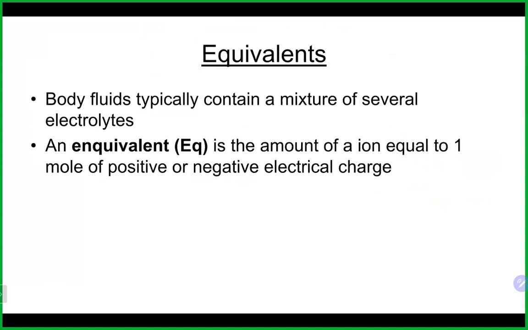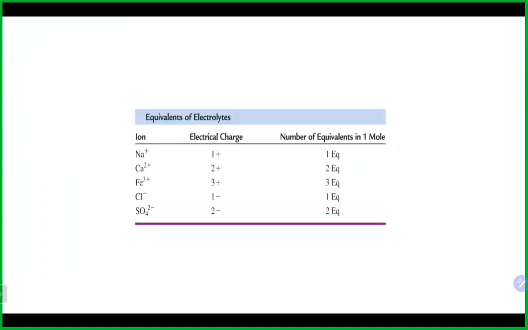So as we saw there, a lot of body fluids typically contain a mixture of several electrolytes. And again, an equivalent is the amount equal to 1 mole of its positive or negative charge. And as we can see here in this table, it doesn't matter if it's positive or negative, really just the number gives us our equivalent amount in this case. All right, why don't we take a 5-minute break and we'll continue on.